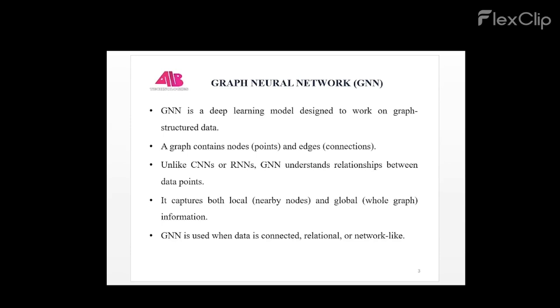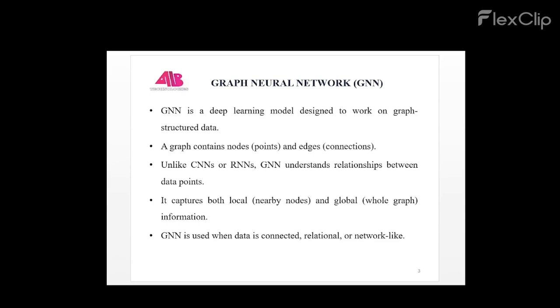Third point, unlike CNN or RNN, GNN understands relationships between data points. Unlike CNN, which works with images, and RNN, which works with sequences, GNNs are special because they can understand the relationship between data points. That means it does not just look at individual points, it also looks at how they are connected, understanding the deeper concept. Fourth point, it captures both local and nearby global information.